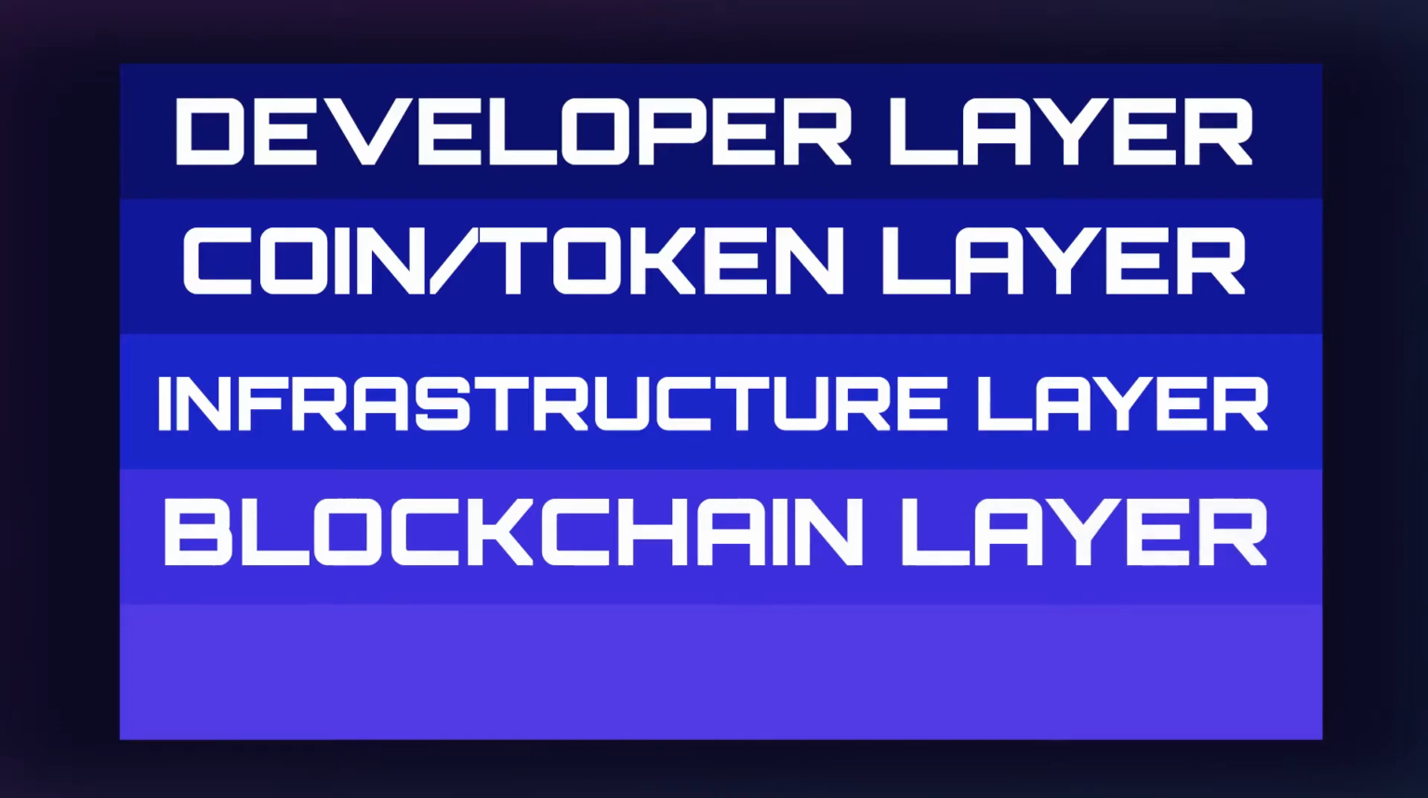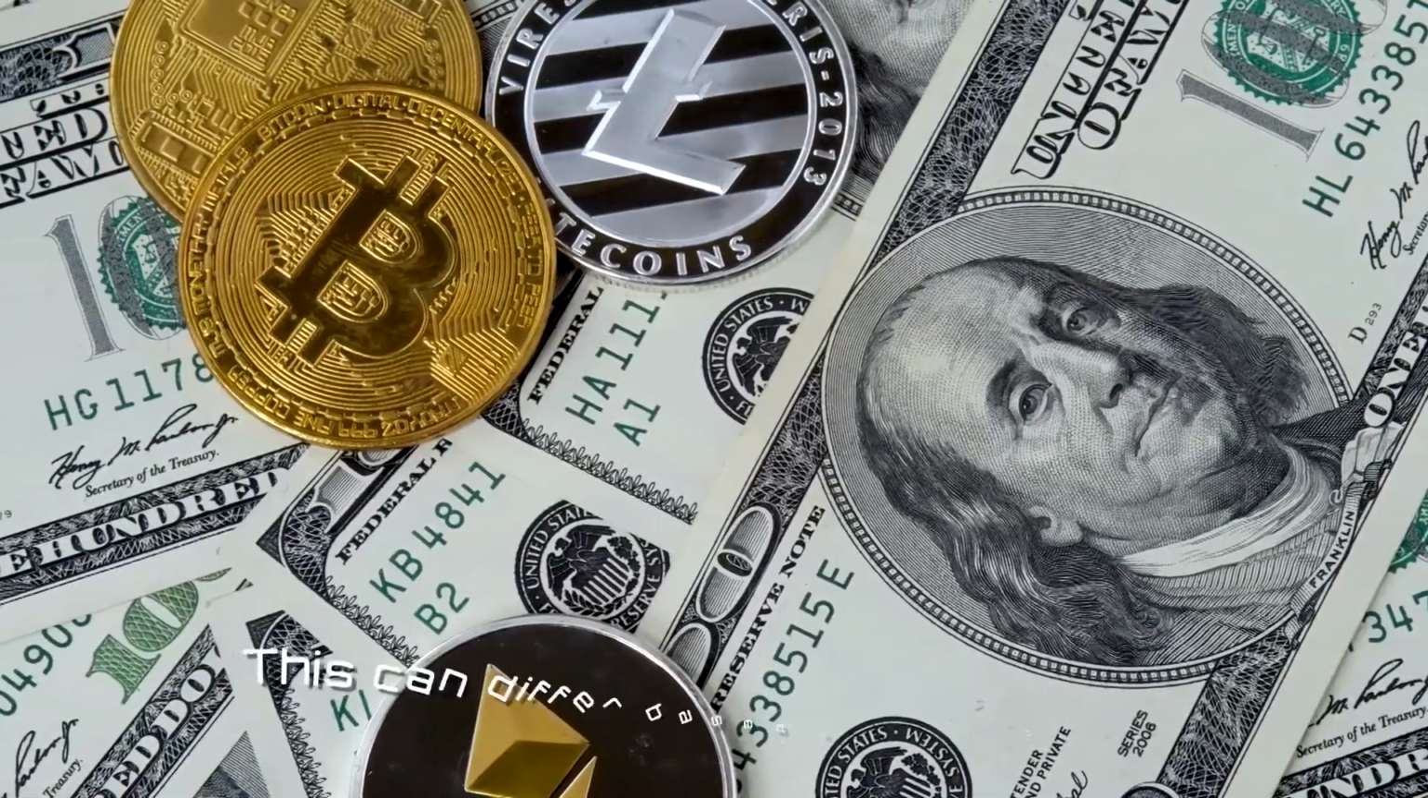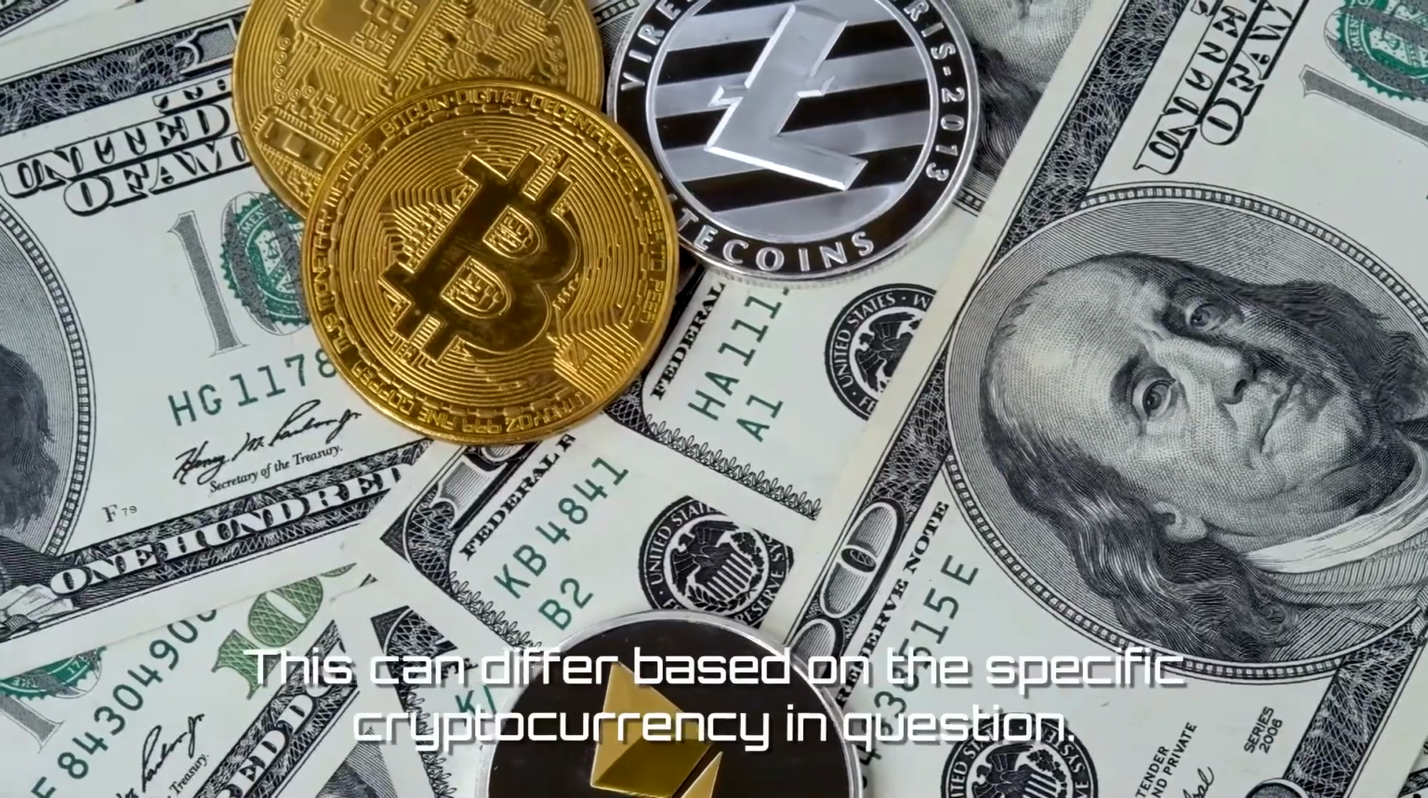Now, fourth is the blockchain layer. This is typically the number one layer that you hear about, read about, and discuss at any point in time when decentralization is being discussed. In fact, if you notice at the beginning of this video, this is exactly what I did to help you better understand the main differences. However, what's interesting is that this can differ based on the specific cryptocurrency in question.